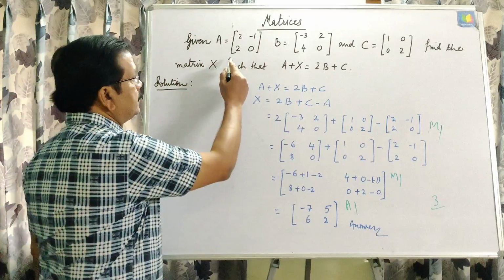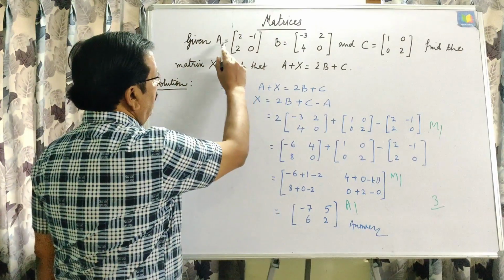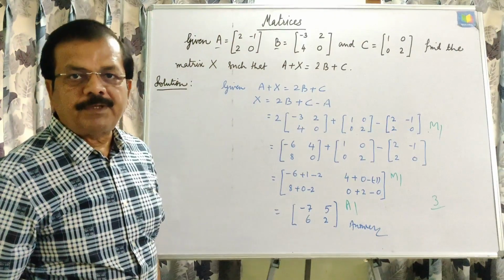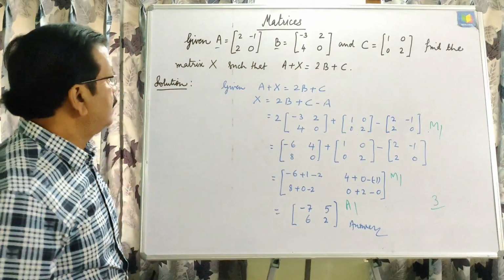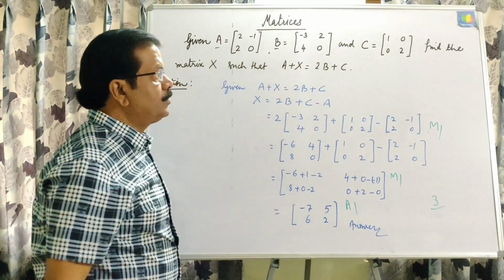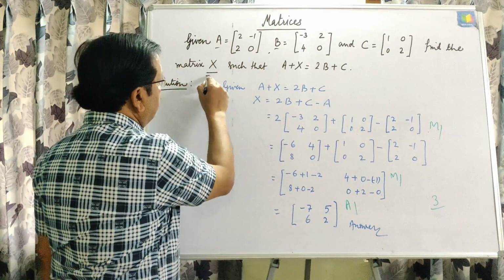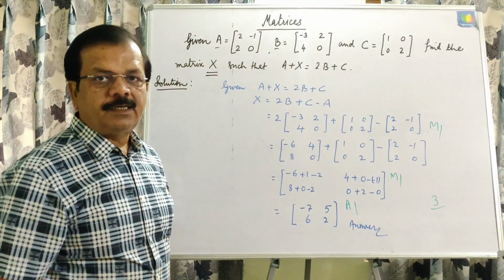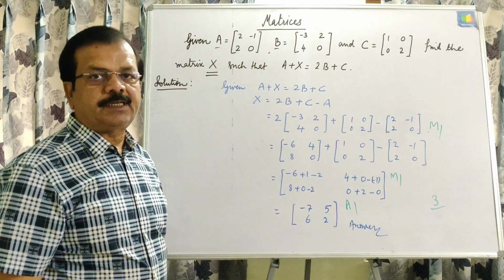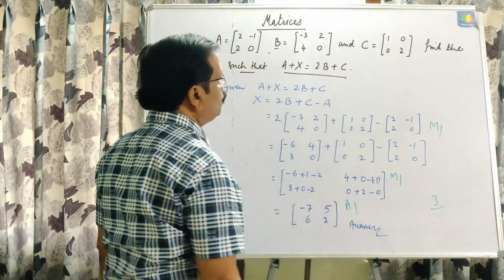You can see in this question, this way we write matrices as a rectangular arrangement of numbers, and generally we use a capital letter for any matrix. A is equal to 2 minus 1 2 0, B is equal to minus 3 2 4 0 and C is equal to 1 0 and 0 2. Find the matrix X, also represented in a capital letter, with the elements of a matrix represented in small letters, such that A plus X is equal to 2B plus C.